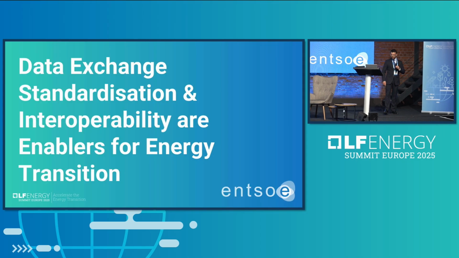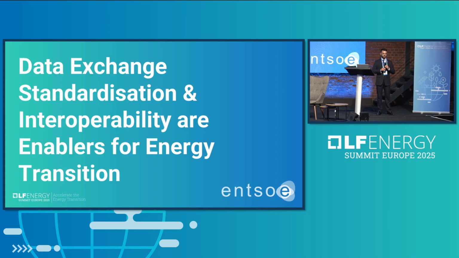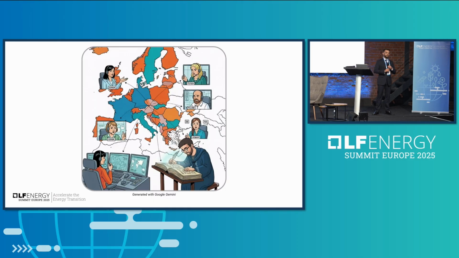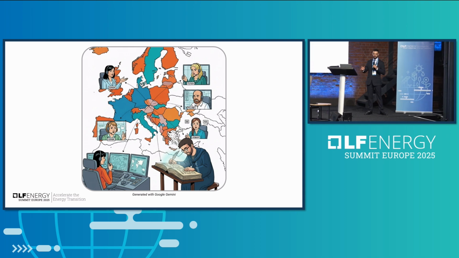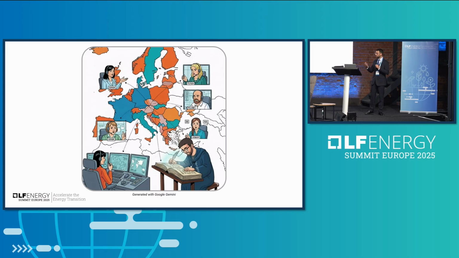Data exchange standardization and interoperability are key enablers for energy transition. Every day, the main objective of TSOs is to ensure that the energy flows from where it is produced to where it needs to be consumed. But sometimes, this is not possible. There are congestions. It is as if we all try to get out from this event and go into our houses, to our homes. This is the congestion management problem. It is a huge problem.